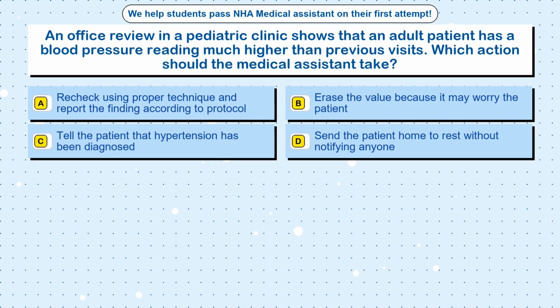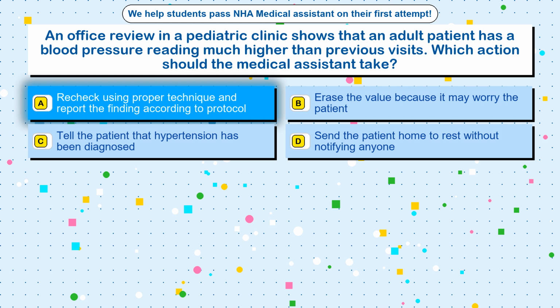Question 97. An office review in a pediatric clinic shows that an adult patient has a blood pressure reading much higher than previous visits. Which action should the medical assistant take? Option A, recheck using proper technique and report the finding according to protocol. Option B, erase the value because it may worry the patient. Option C, tell the patient that hypertension has been diagnosed. Option D, send the patient home to rest without notifying anyone. The correct answer is option A, recheck using proper technique and report the finding according to protocol.